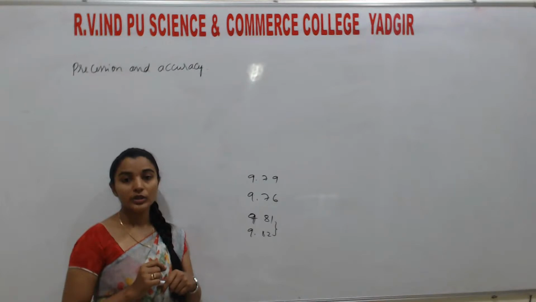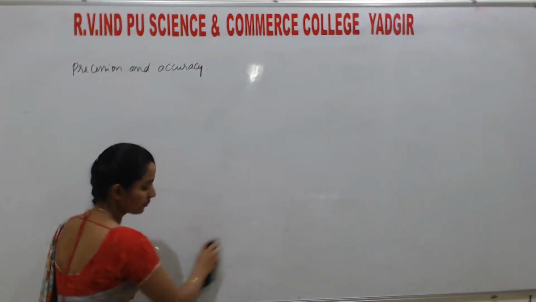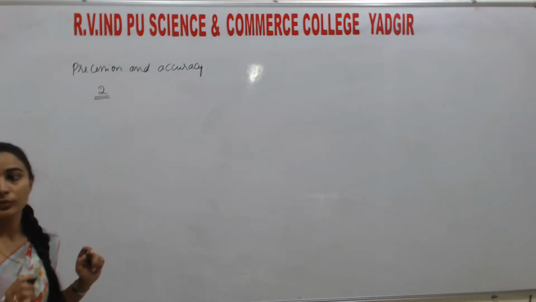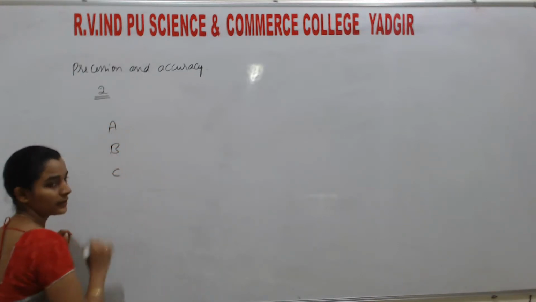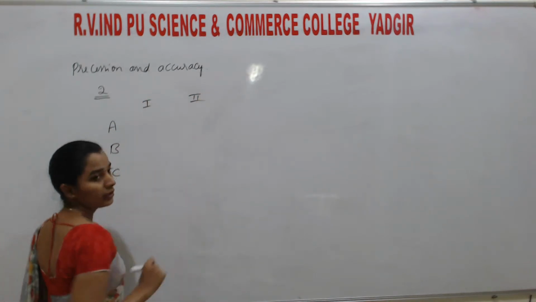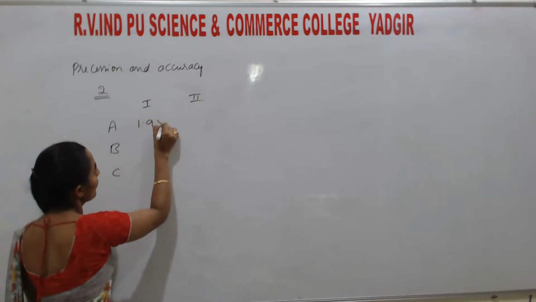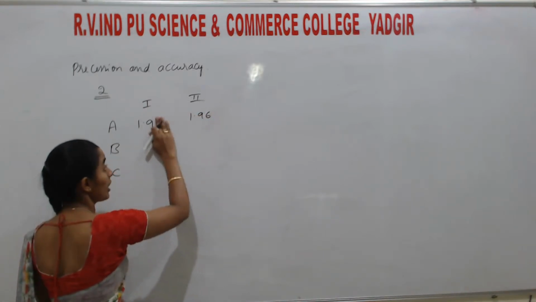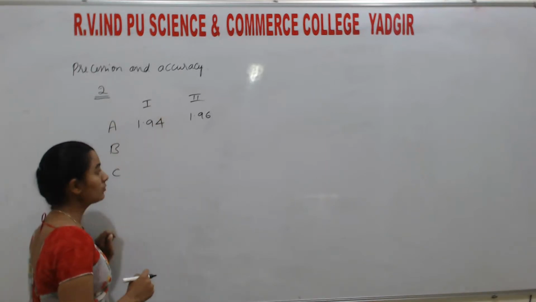Agreement of the value with the true value. Okay, I'll give one example, then you'll understand. Assume the theoretical value you want to obtain is 2. Three students are there, A, B and C. Two trials they will do. Student A gets the values 1.95 and 1.96, and 1.94 and 1.96. True value is what? 2.